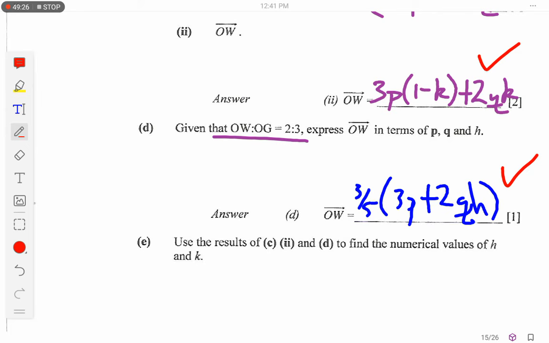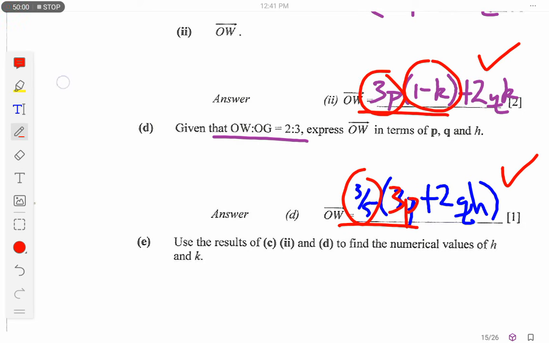So we equate them together. Okay, so in this case, I can equate and say, taking the ones with the P's there, you see I've got the P's here, I've got the P here. So I can take for the P's there and have 1 minus k is equal to 3 over 5. This 1 minus k is equal to 3 over 5 because I've taken 3p here and 3p here. So they are equal.